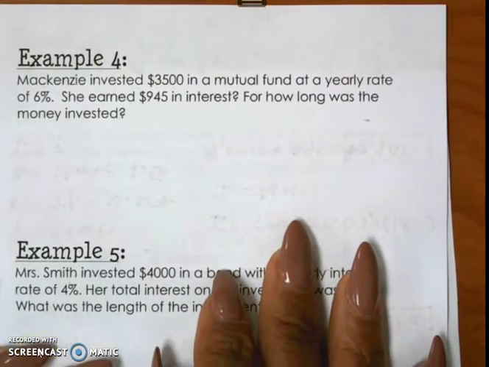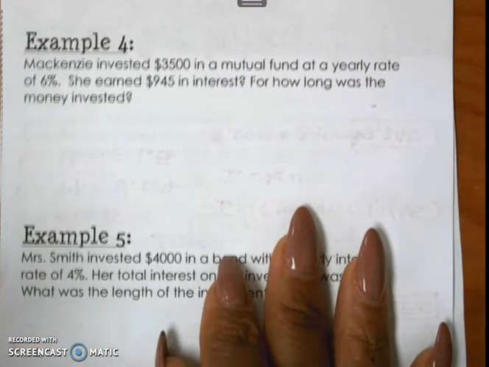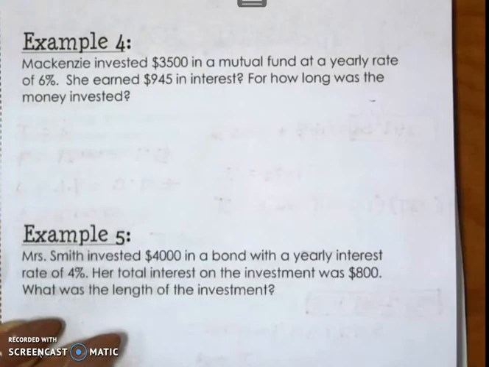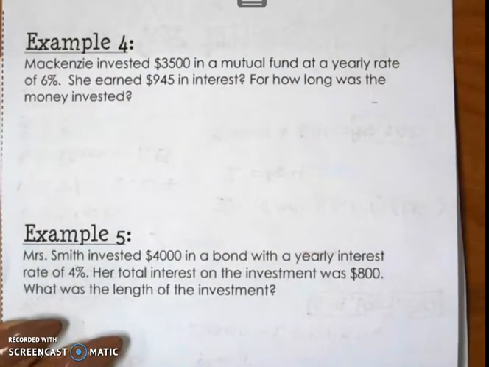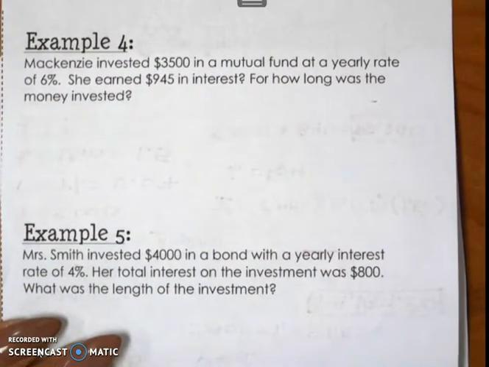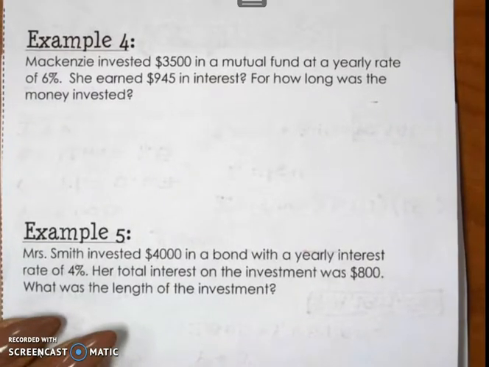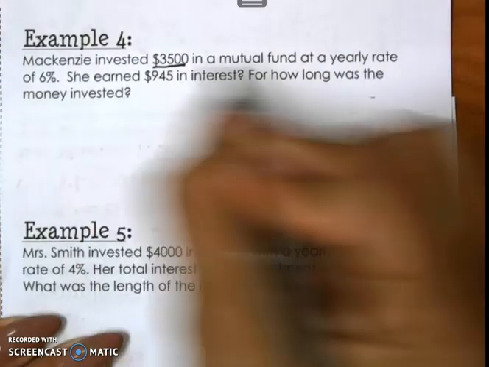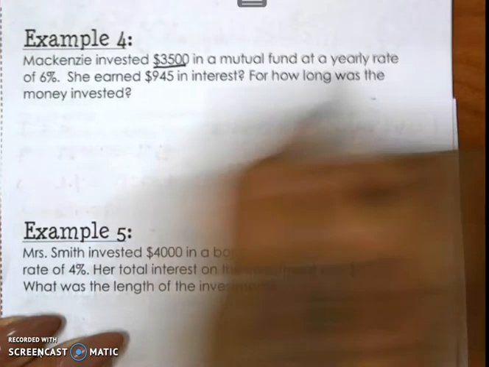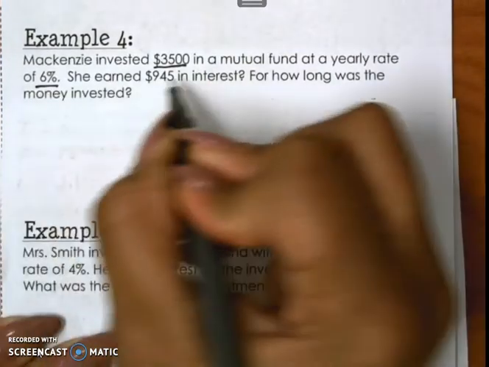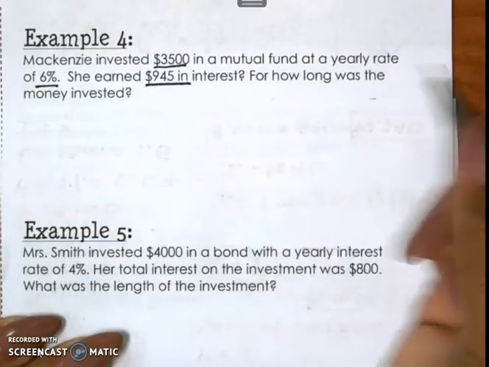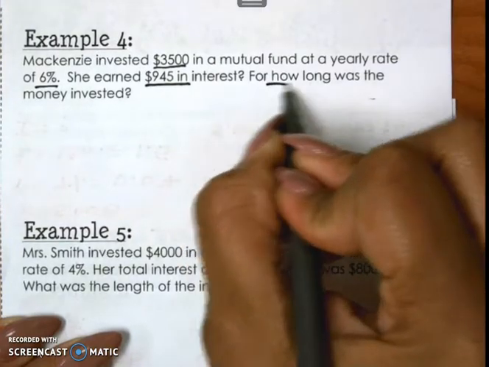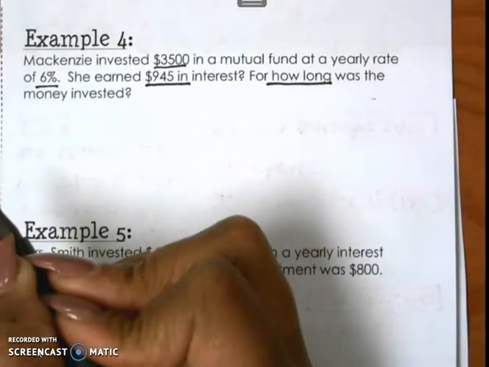So here we are, example 4, where we're looking for a different missing value. The whole reason why we start with equations in the beginning of the year is because everything you do from this point going forward has to do with an equation and solving for an unknown variable. So if Mackenzie invested $3,500 in a mutual fund at a yearly rate of 6%, she earned $945 in interest. For how long was the money invested?